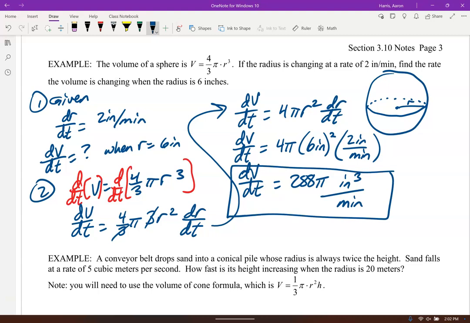Remember, volume's in cubic units, so cubic inches per minute. That's how fast that thing's getting blown up. If you can imagine maybe a perfect spherical balloon getting blown up.